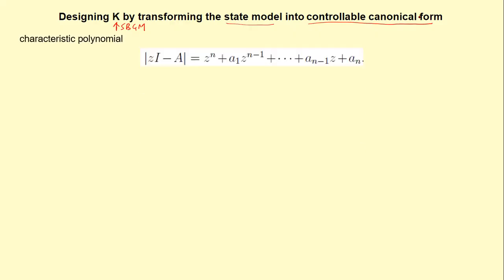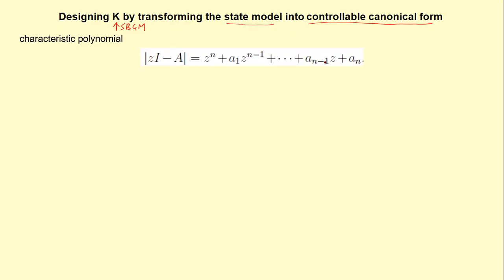Now, let us design K, the state feedback gain matrix, by transforming the state model into the controllable canonical form. First of all, because we want our AB pair to be controllable, we will first transform the state model, because every state model is not controllable, right? So we will transform the state model to some controllable canonical form, and then we will obtain the state feedback gain matrix, right?